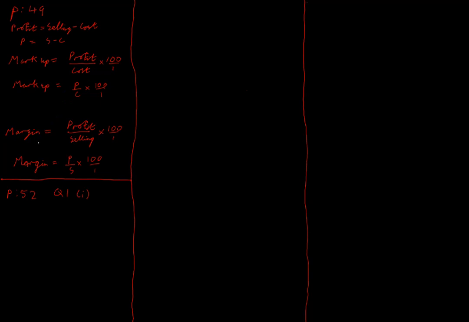And likewise with margin, which is a little bit new, we have profit divided by selling price as opposed to profit divided by cost, which is what we're used to at the moment. So margin is really the only new thing today, and we're required to know that it's profit divided by selling price, all multiplied by 100 over 1. And I've written them out in algebraic form here as well. Now, all we're going to do is practice using these formulae a little bit.